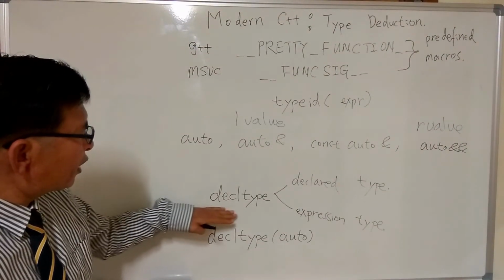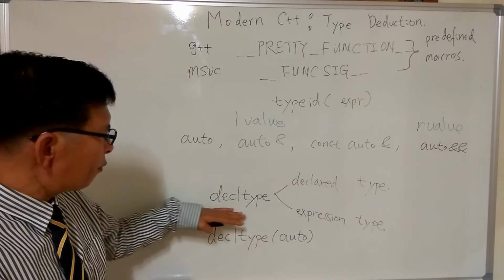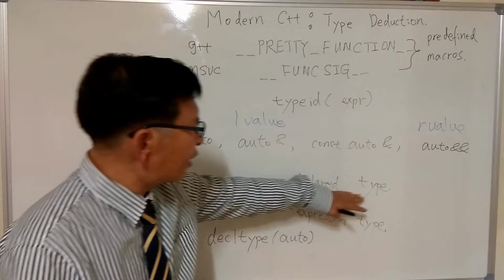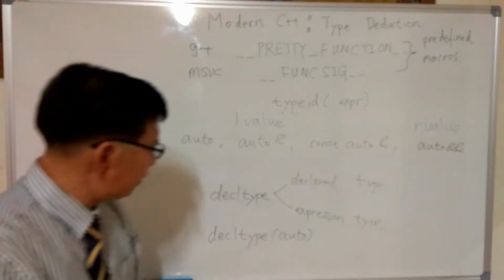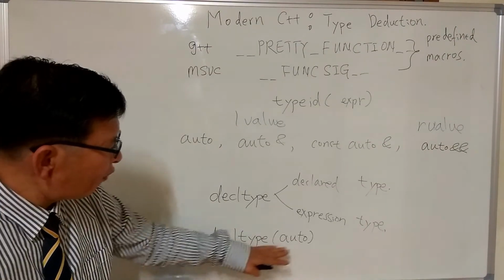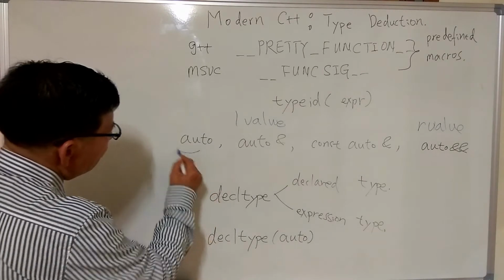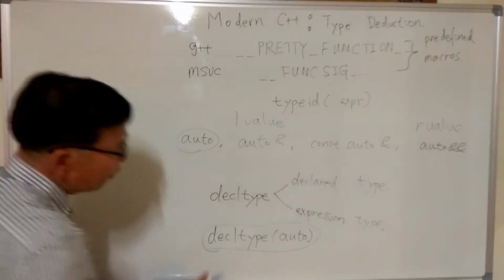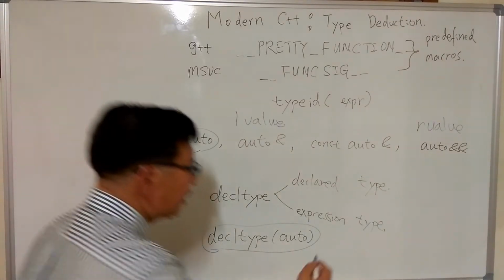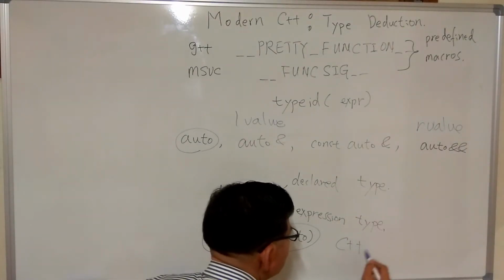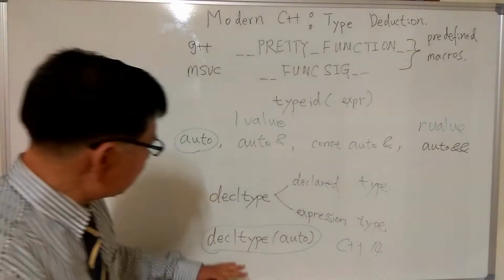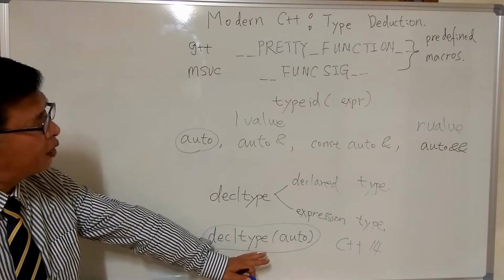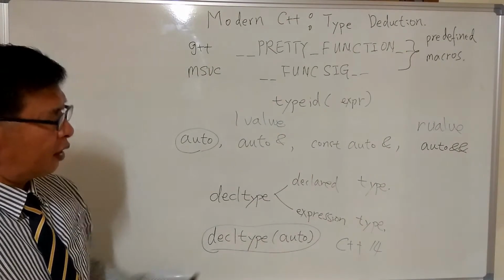And also we will learn more about the decltype keyword, and we have to learn declared type and expression type. Also, we will learn decltype(auto): when to use auto and when to use decltype(auto). This decltype(auto) keyword was newly introduced in C++14. So in this video, we will learn this.